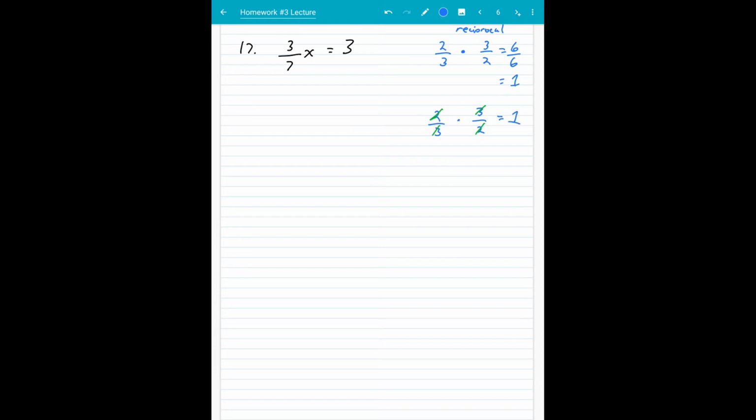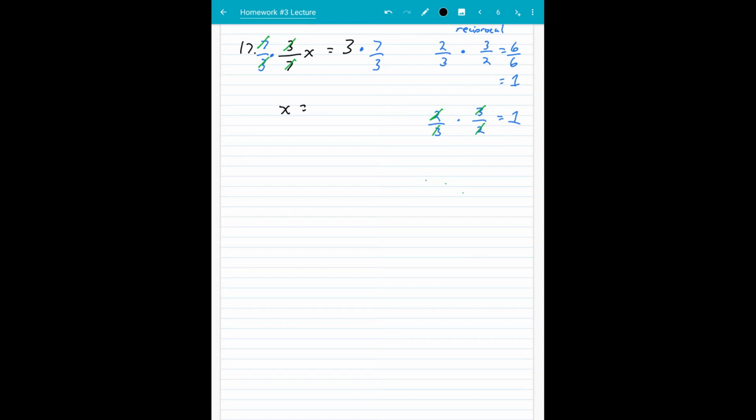So what we want to do on this problem, in order to detach the 3 over 7 from the x, we're going to multiply by the reciprocal, which would be 7 over 3. What we do to one side, we have to do to the other side. Now, since 7 is here and 7 is here, and 3 is here and 3 is here, we can cancel those out because they're going to end up becoming 1. 7 divided by 7, 3 divided by 3. Then we'll ultimately be left with x on the left side.